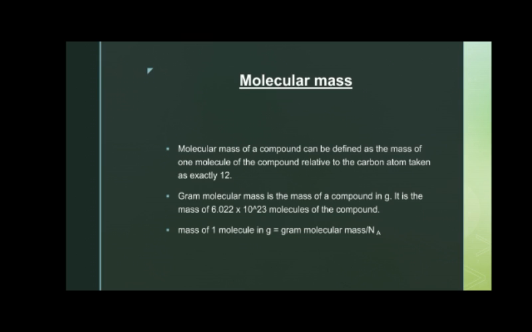Now molecular mass. Molecular mass of a compound can be defined as the mass of one molecule of the compound relative to the carbon atom taken as exactly 12. Gram molecular mass is the mass of a compound in grams. It is the mass of 6.022 times 10 to the power 23 molecules of the compound. We can calculate the mass of one molecule in gram using the formula gram molecular mass divided by Avogadro number.